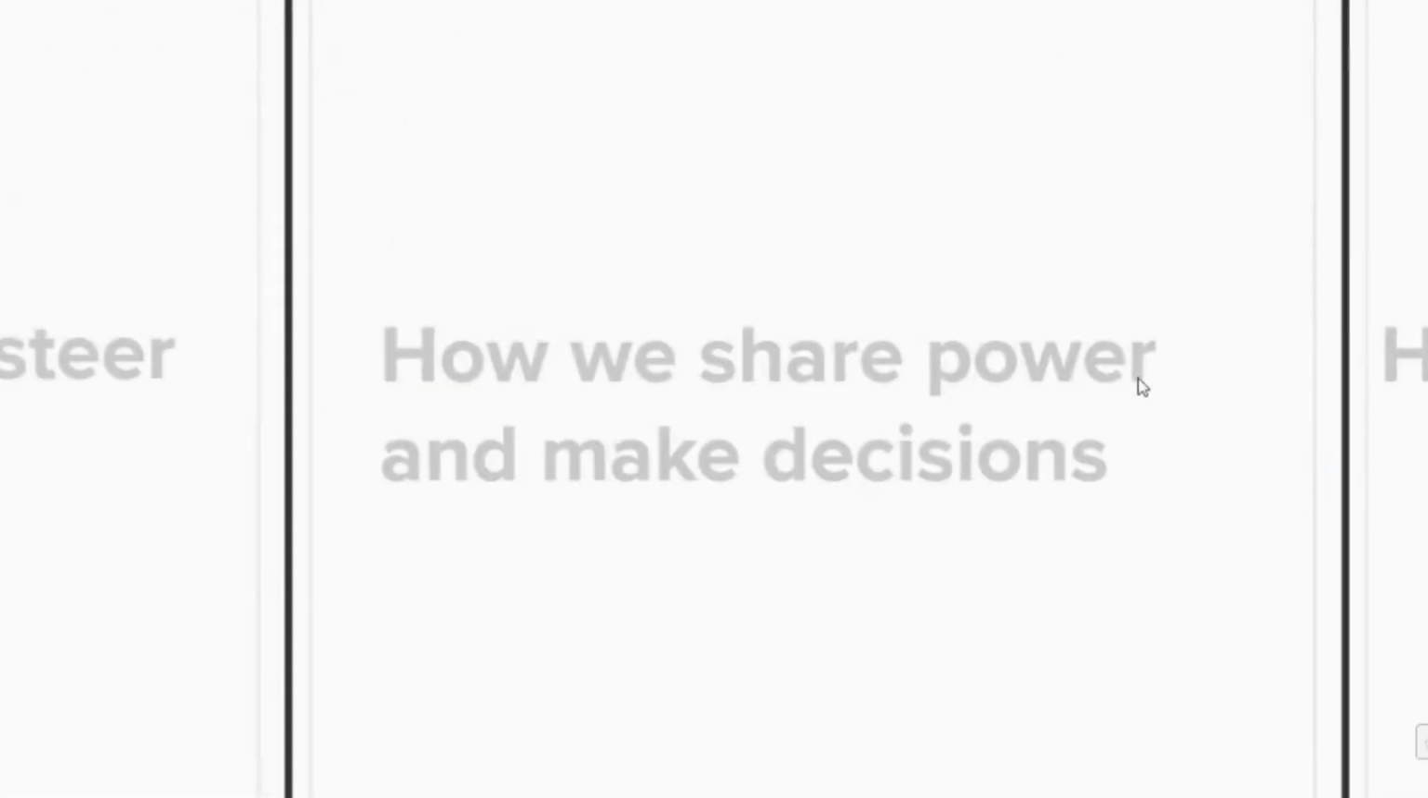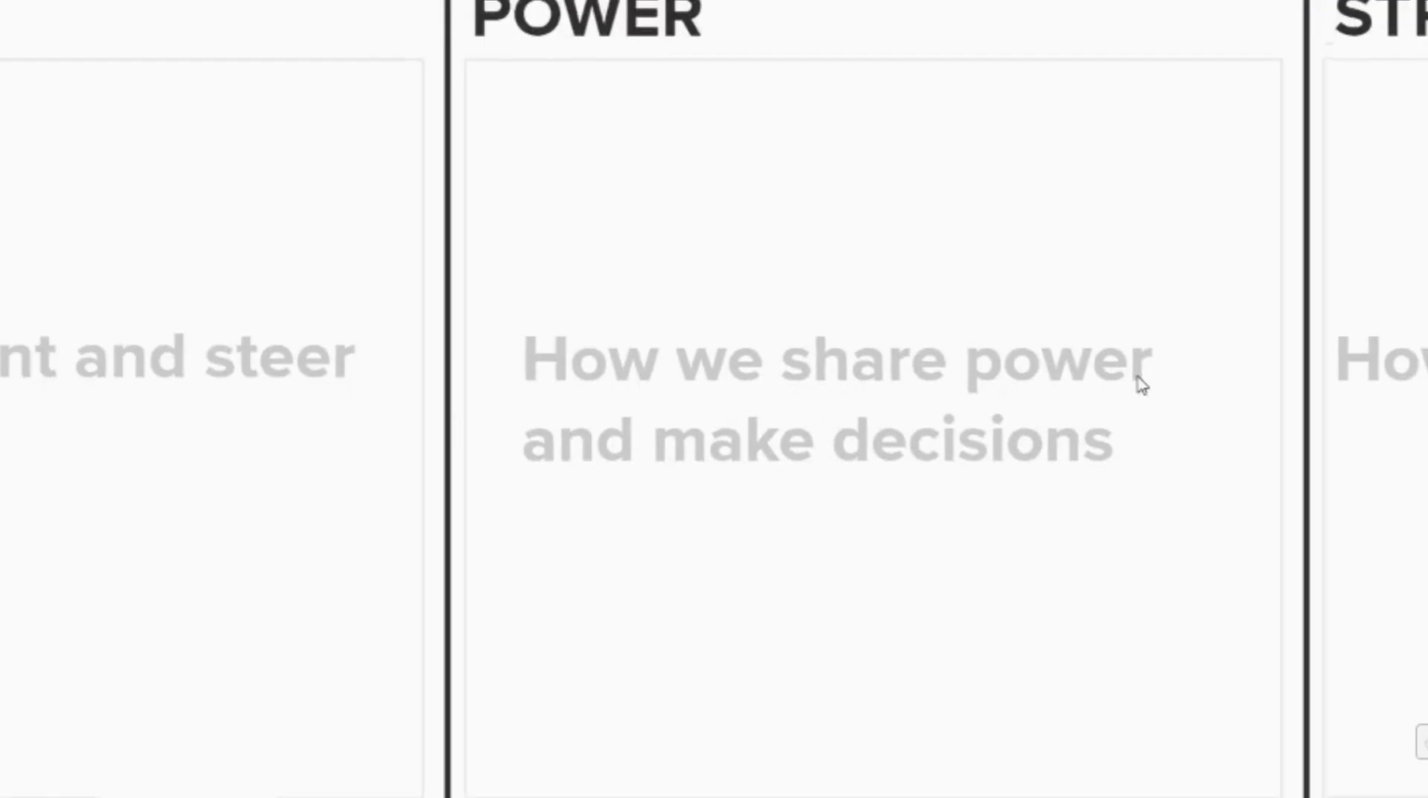Another area of the canvas is power or authority. How do we share power and make decisions in the organization? Are decisions always from the top? Are they negotiated? Are they participatory? Are people involved in them? Or are they not involved in them?